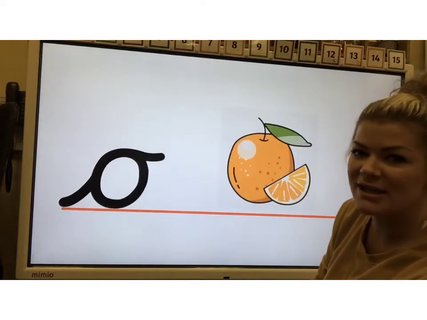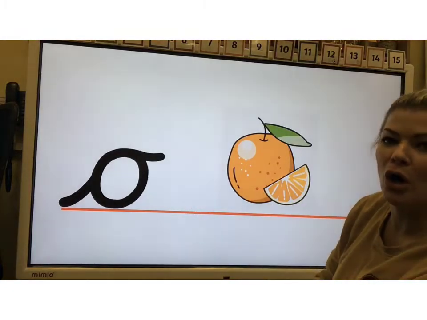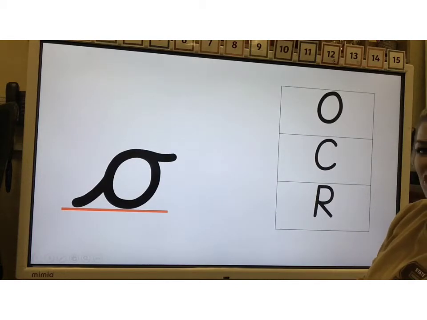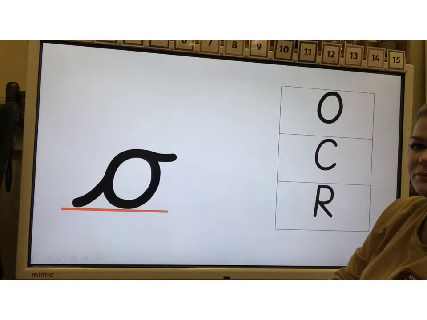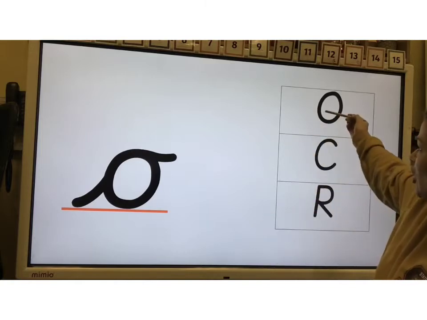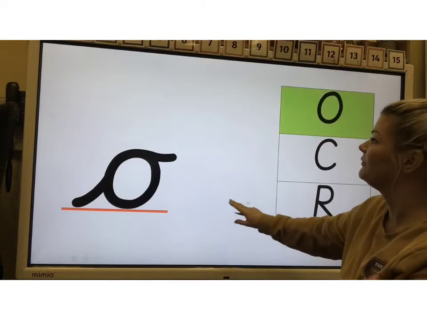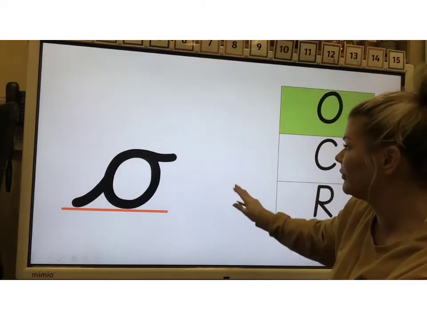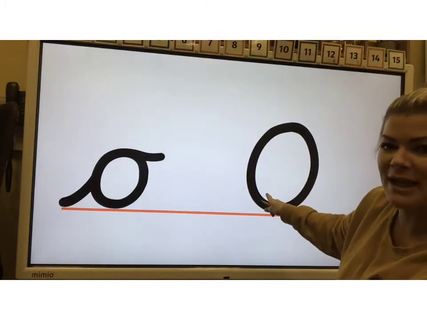Okay, your next one. I think this is easy peasy, orange squeezy, this one. Orange. Which one looks like that? Which one do you think is the capital? You can shout out top, middle or bottom. I think we know. O is this top one, the capital O. And there they are, the lowercase letter and the uppercase letter, the capital.